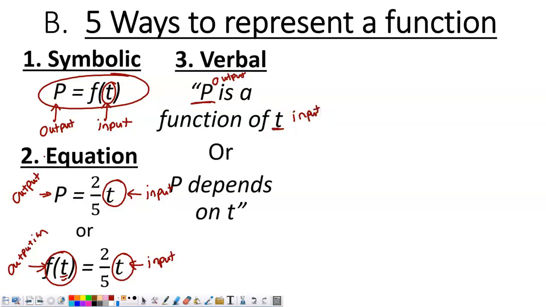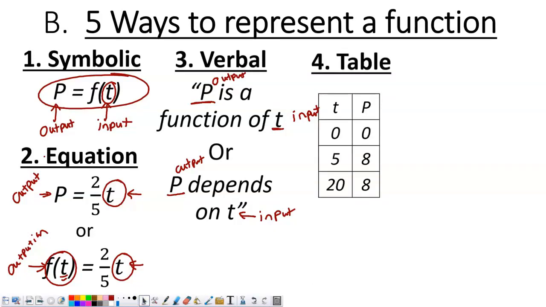Same thing in this representation, because there are two different ways you can say it verbally. You could say P is a function of T, or you could say P depends on T. So in this case, output and input. Whenever somebody speaks in English, the phrase P is a function of T or P depends on T, whatever variable they say first is the output, and the second part of the sentence is the input. It's important to know which one is the input and the output, and you'll see why, so just hang in there with me for now.